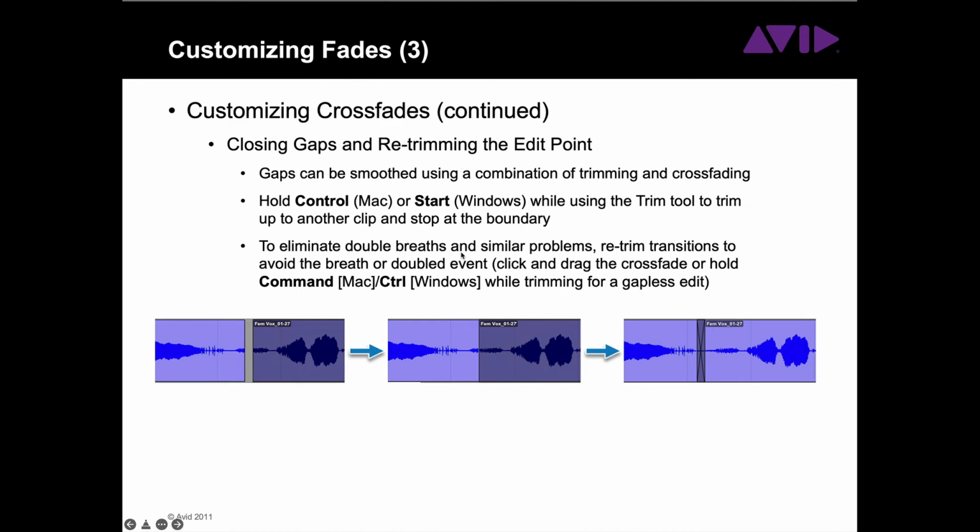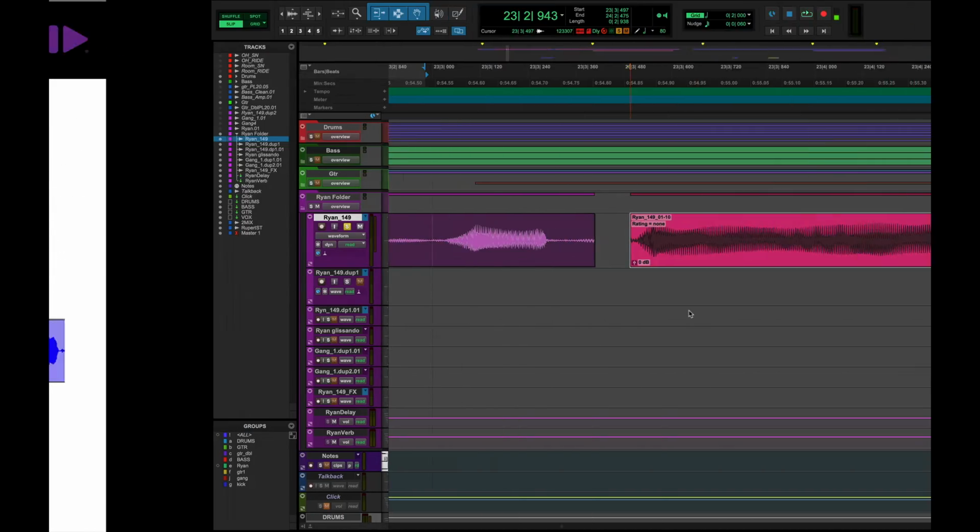To eliminate double breaths or similar problems, retrim the transitions. I showed you that when we were comping the track to avoid the breath, because you don't want the two breaths. That would be very unusual. Click and drag the crossfade and hold Command while trimming for a gapless edit.